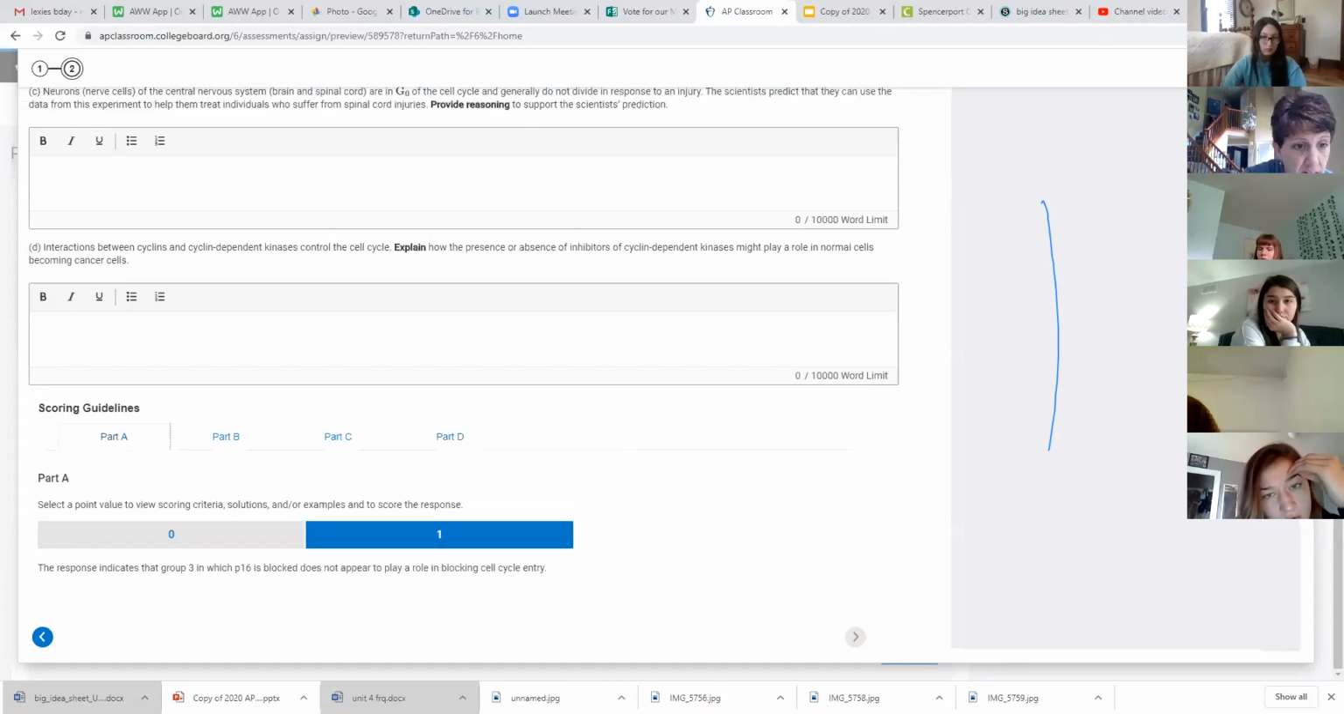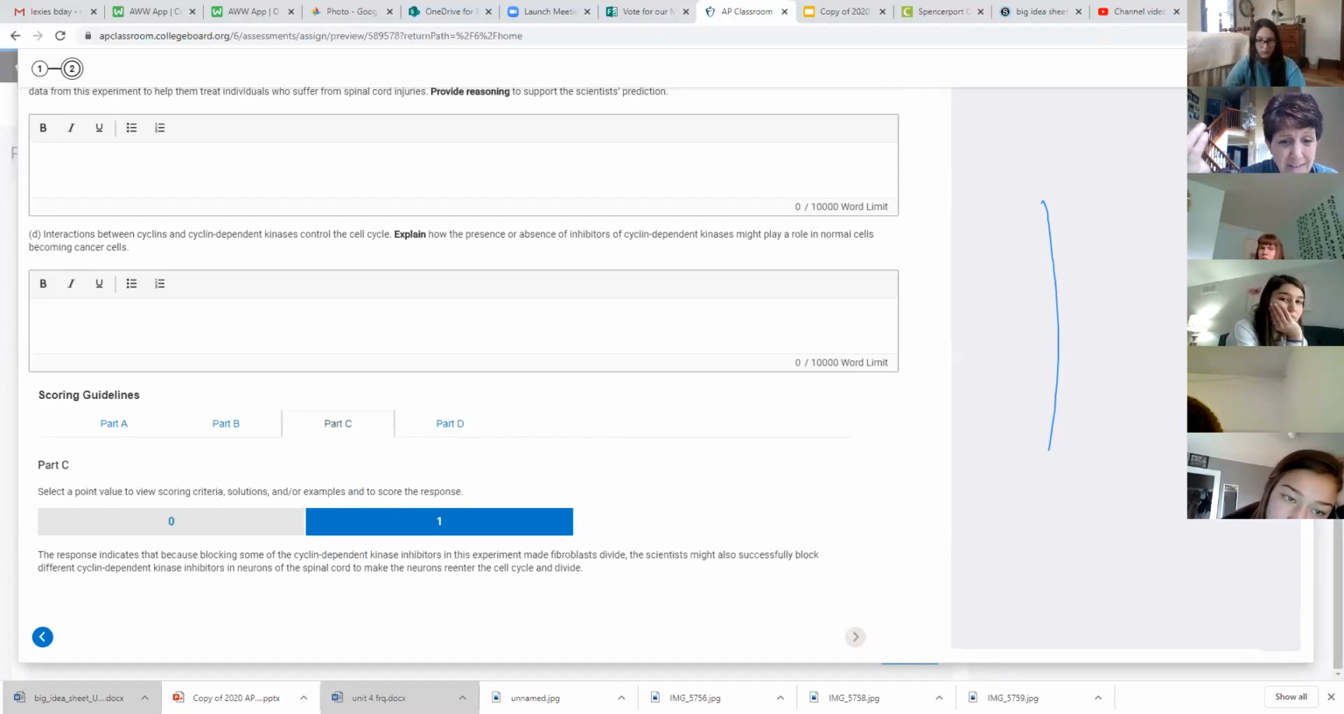Like if I go back to here, this says, the response indicates that group 3 does not appear to play a role. Oh, that was the P16. This one, the cells undergoing mitosis are most likely to be found in group 7 or groups 4, 5, 6, and 7. They only give this tiny little thing. Like that's all you needed to get the point. Right. Which makes sense when you only have 45 minutes. They're not looking for big explanations. They just want you to identify.